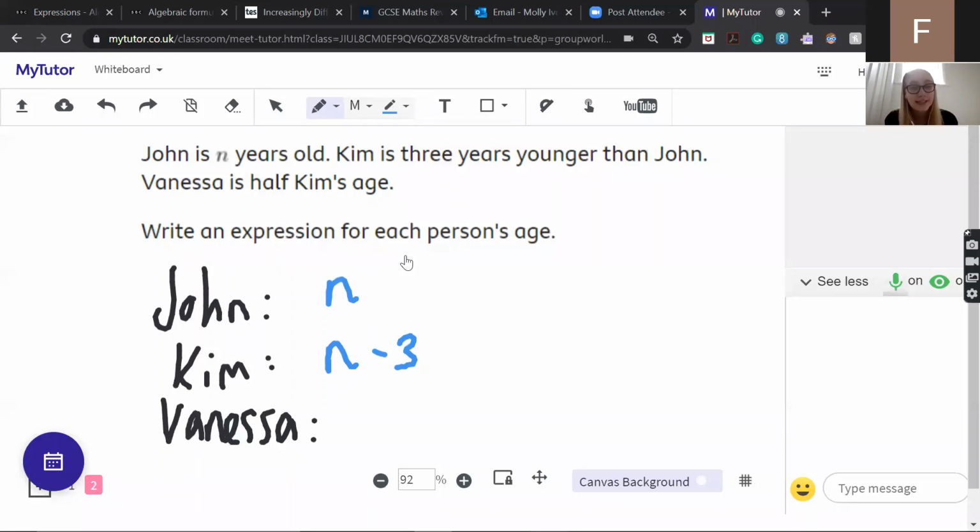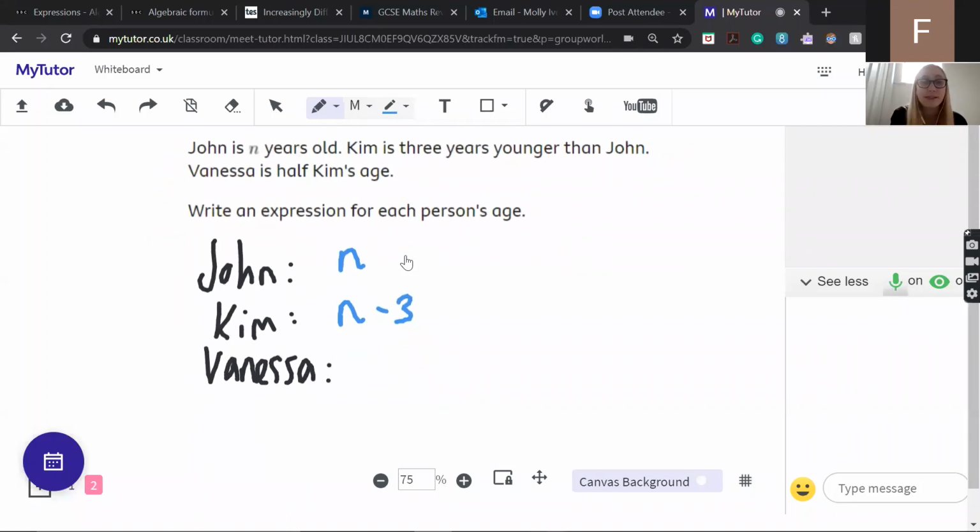And Vanessa is half of Kim's age. So what we do is we take the expression that we have for Kim's age, and we halve it. We divide it by 2. So an expression for Vanessa's age is n minus 3, divided by 2. Hopefully that makes sense there.